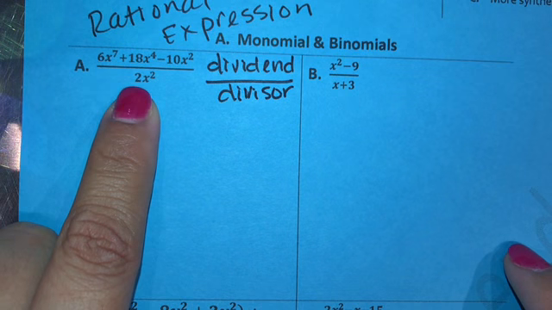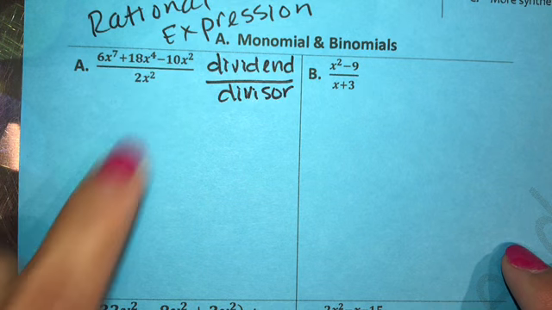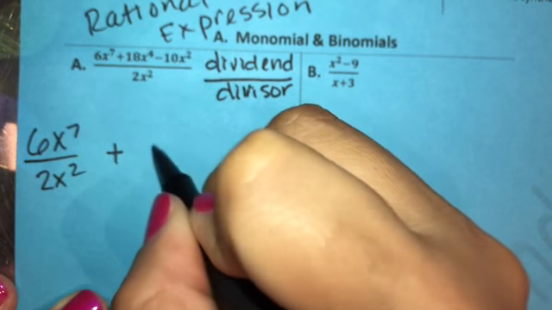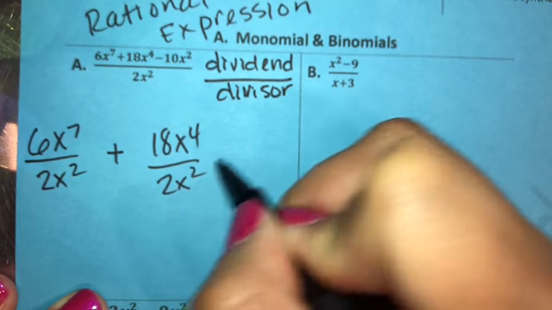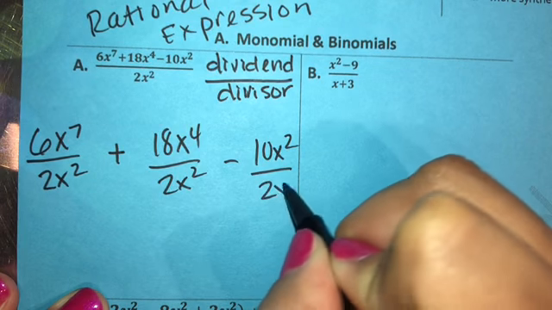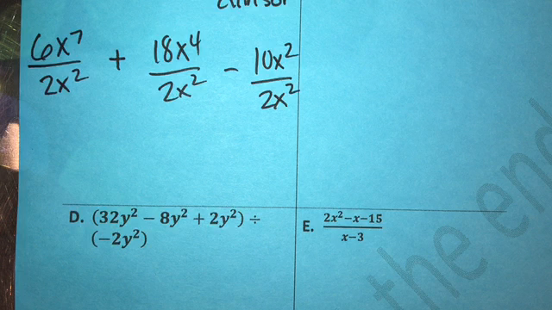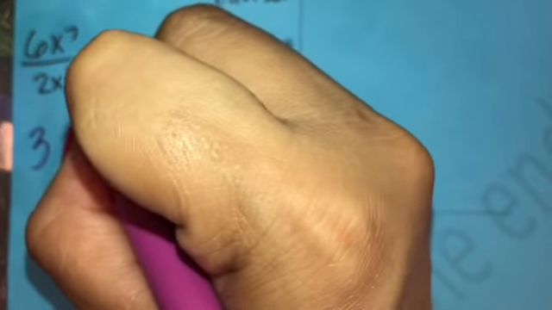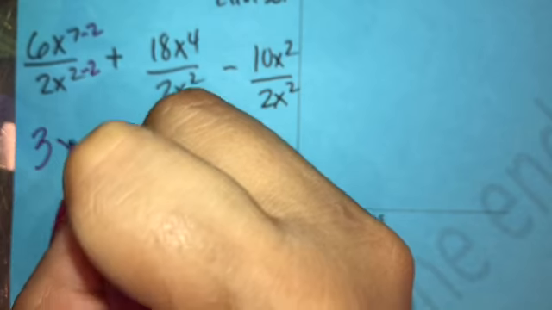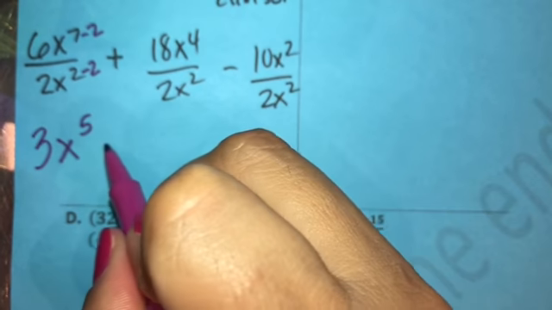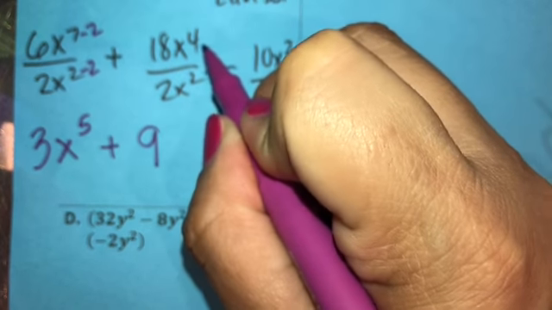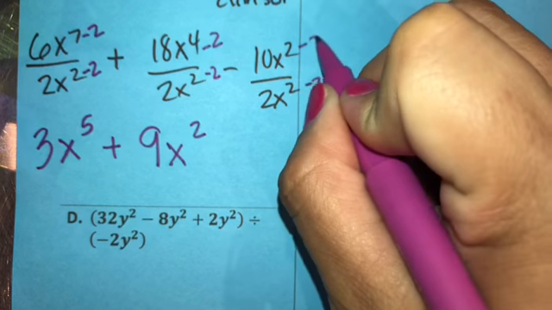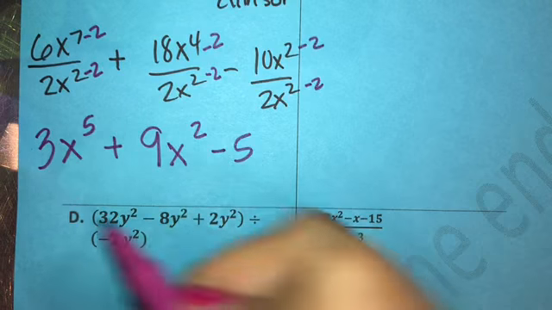So, you want to say that this divisor goes to each term in the polynomial. So we're going to say 6x^7 over 2x^2, plus 18x^4 over 2x^2, minus 10x^2 over 2x^2. And then you're going to say 2 goes into 6 3 times. You're going to subtract the exponent, so I get x to the fifth. 2 goes into 18 9 times, minus 2 minus 2, so then I get x squared, and minus 5, and that's my answer.